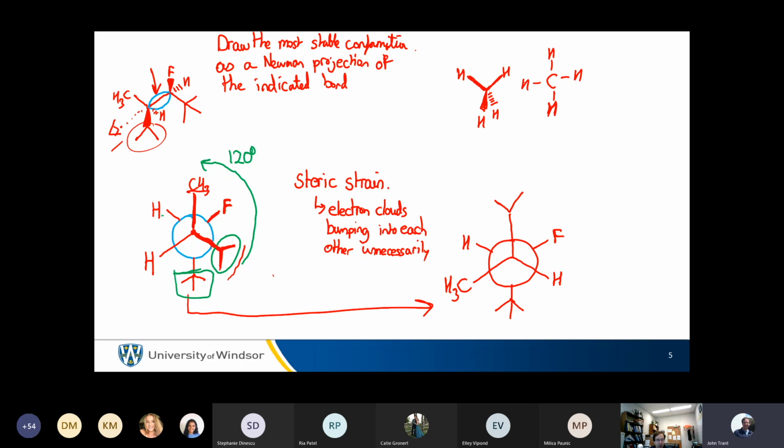When you draw a line angle drawing, the main carbon chain is almost always drawn in the plane. So let's ask, do you need to always put the carbons in a line? Yeah, in a line angle formula, you should. Okay.